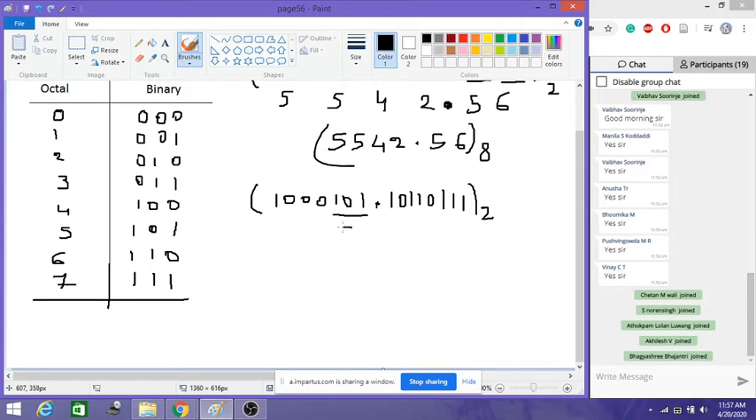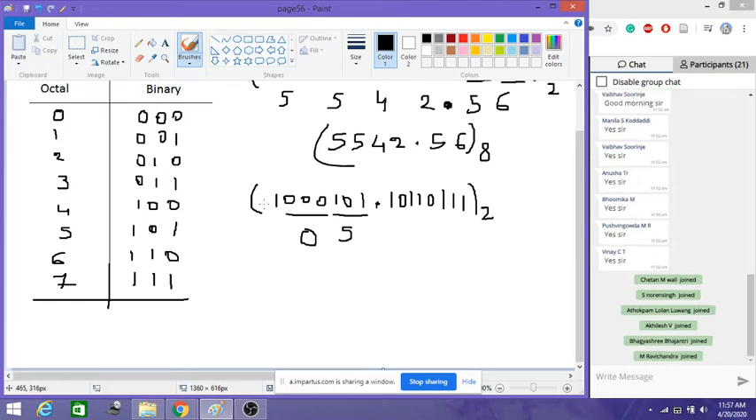So this is nothing but my 5. I read this as 5. Next I'll group another 3 bits from my left. So this is 0, 0, so this is 0. Now only one bit is left out. There are no other 2 bits to group it. So if there are no bits left, we have to add 0s on to the left.